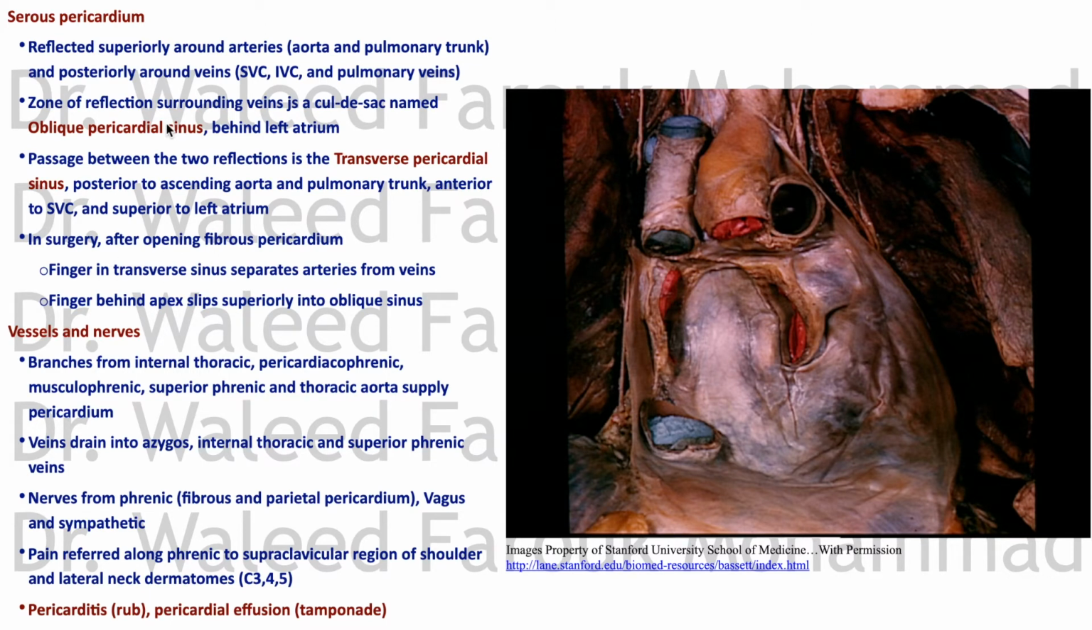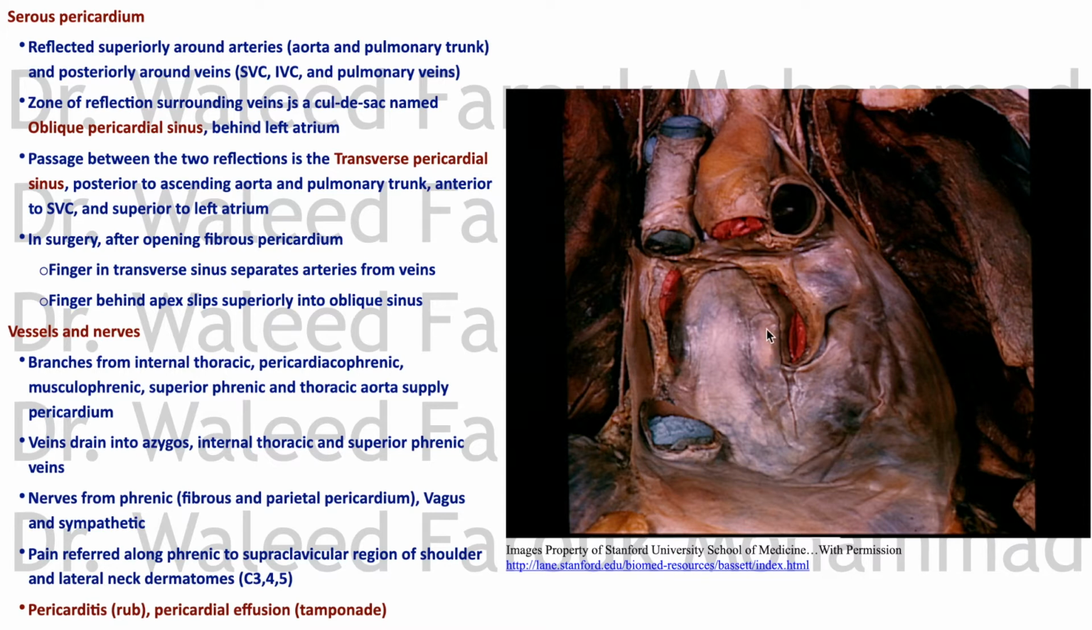Let's study the serous pericardium. It's reflected superiorly around the arteries, the aorta and the pulmonary trunk, and posteriorly around the veins, the superior vena cava and inferior vena cava, and the pulmonary veins. Now, you can see here that this is the fibrous pericardium opened, and together with it the parietal layer of serous pericardium opened.